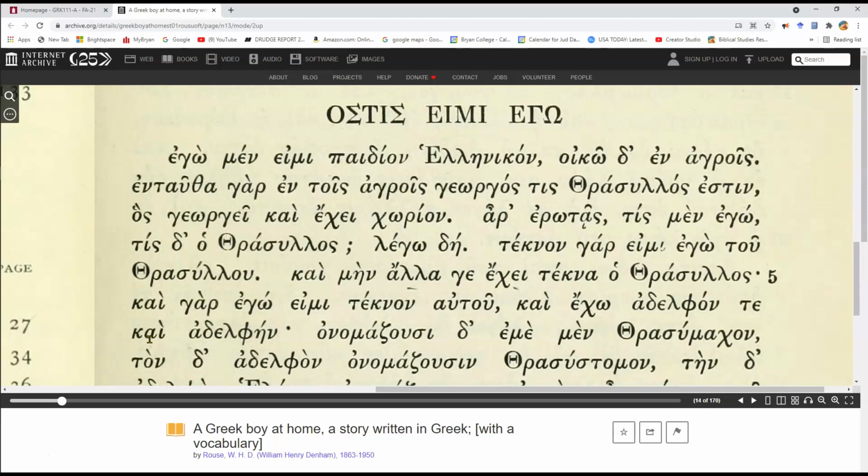Lego de, I will surely tell you. You ask, who on the one hand am I and who is Thrasylos? I will surely tell you. But we still don't know what Thrasylos has. For I am a teknon of Thrasylu.